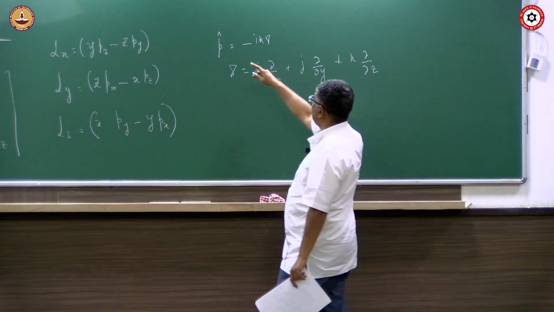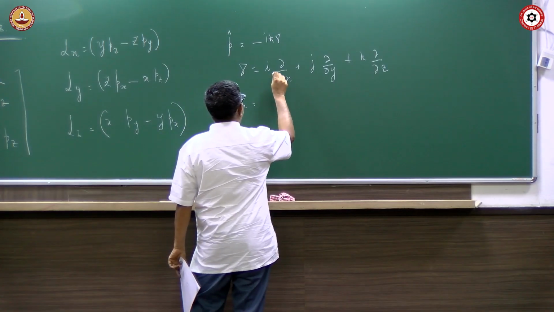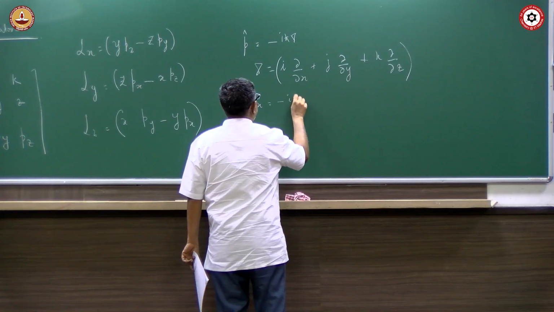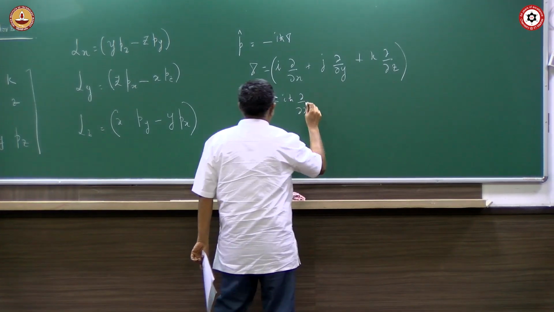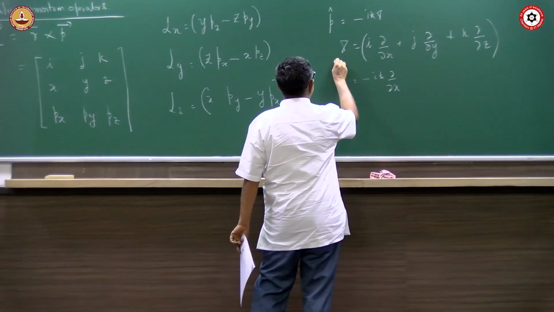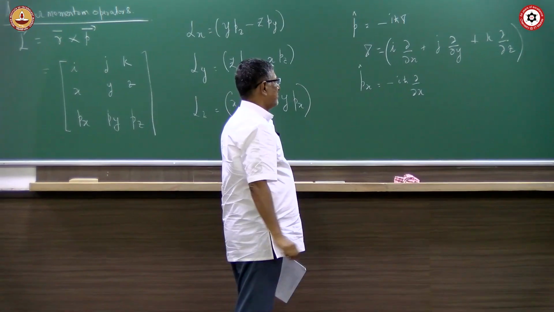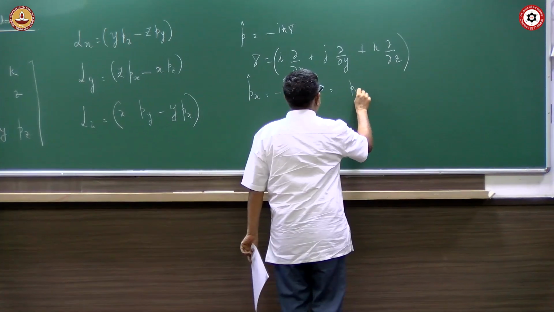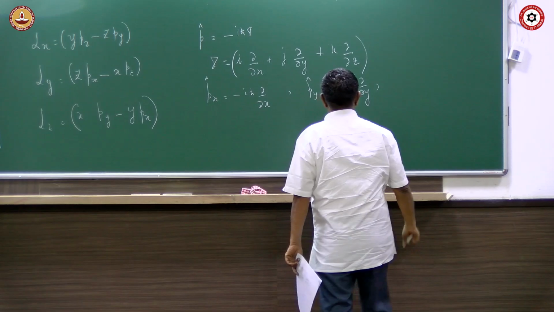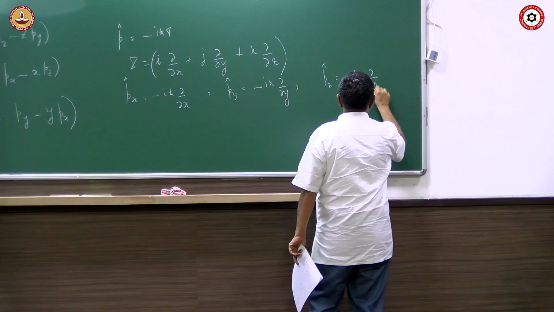Therefore, what is the Px component now? Px operator is simply minus i h cross dou by dou x. What is Py operator? Py operator is minus i h cross dou by dou y. Pz operator is minus i h cross dou by dou z.